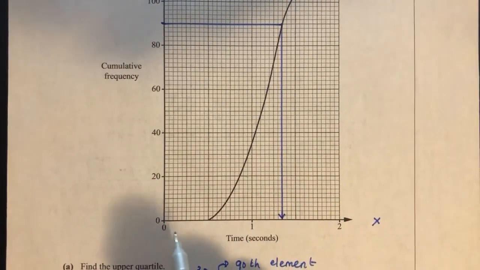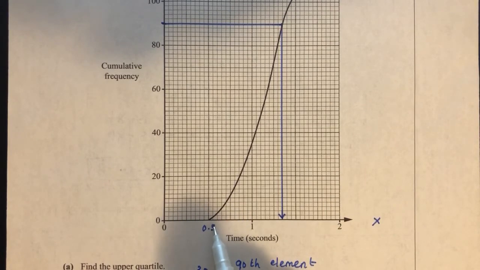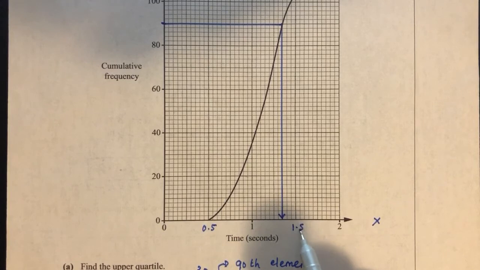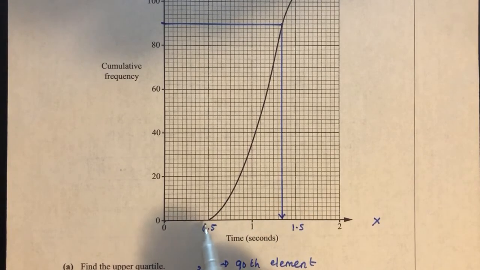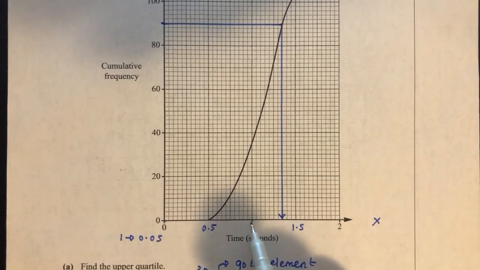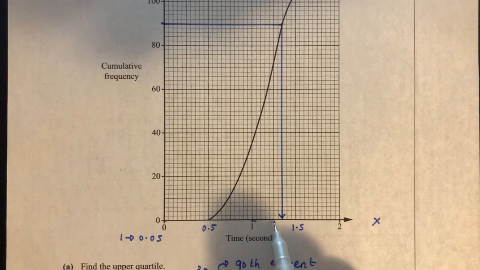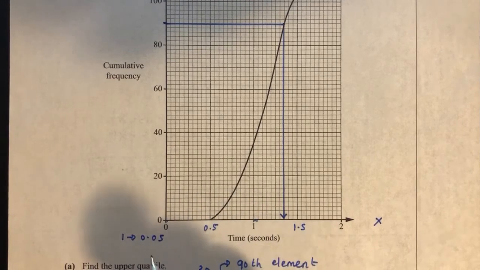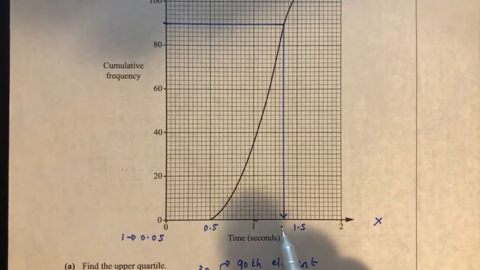So here we have how many squares? We have, this will be 0.5, that will be 1.5. So this 10 squares represent 0.5, which means 1 square represents 0.05. So here we have 1, 2, 3, 4, 5, 6, 7 squares. So how much do 7 squares represent?